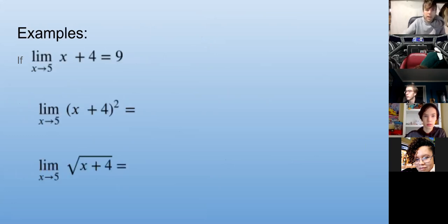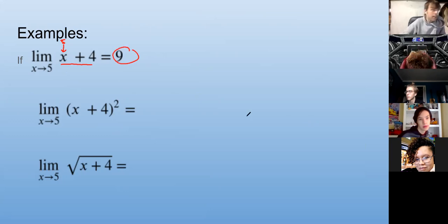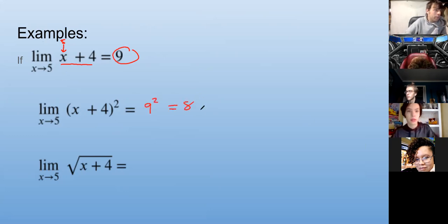Here's an example. We have a real simple function, x plus 4. The limit as x approaches 5, well, we're allowed to just put a 5 in here. There's no problem caused by that. So 5 plus 4 is 9. That's how we got that limit. If we square that original function, then our limit is just going to be squared. We're going to get 81. If we take the square root of that function, then we just take the square root of our limit, and so it'll be 3.